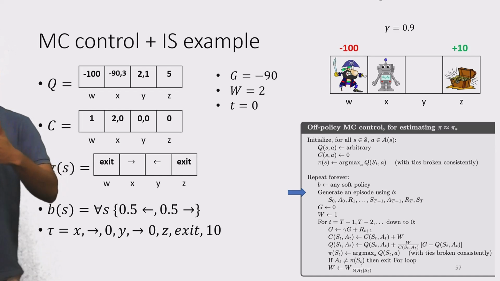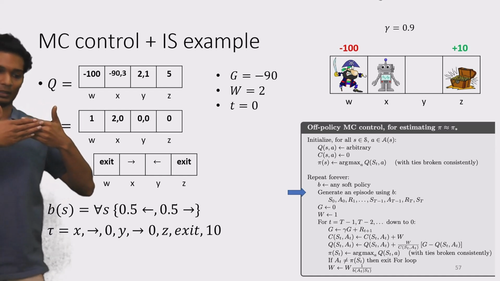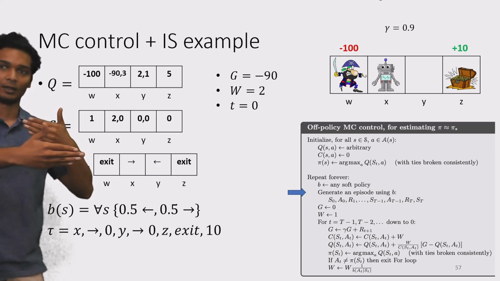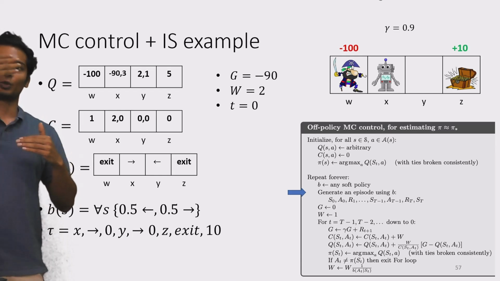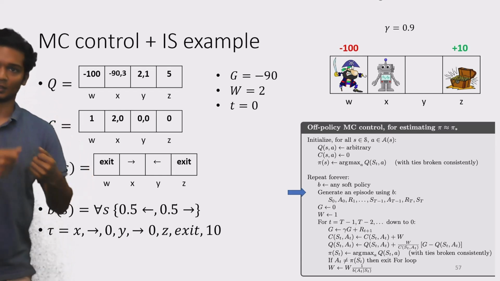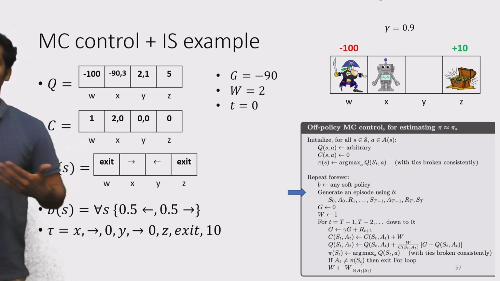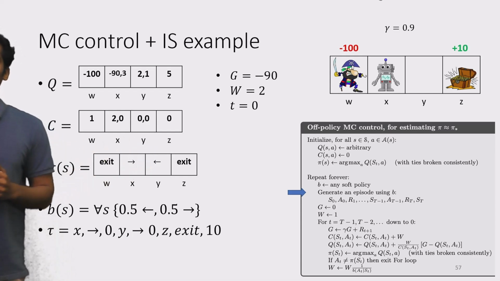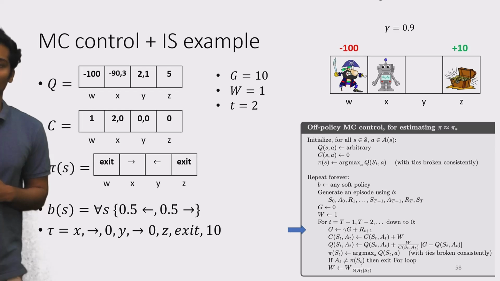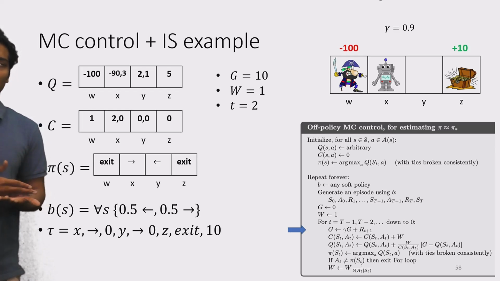So this loop was us going down the trajectory and updating the Q values. And this outer loop is to actually generate the episode from which we can update our Q values. So for each new episode, we would reinitialize G and W, because G is simply the returns for the episode.